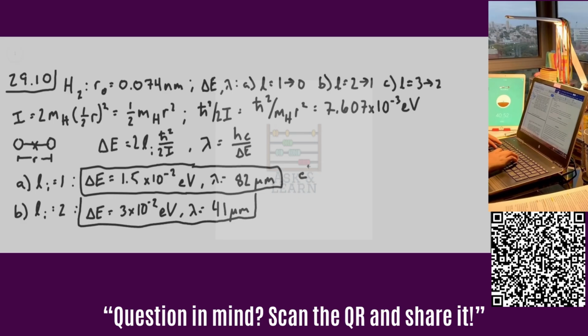And then for C, our L initial is 3. So the energy of the photon is going to be 4.6 times 10 to the negative 2 electron volts. And the photon wavelength will then be 27 micrometers.